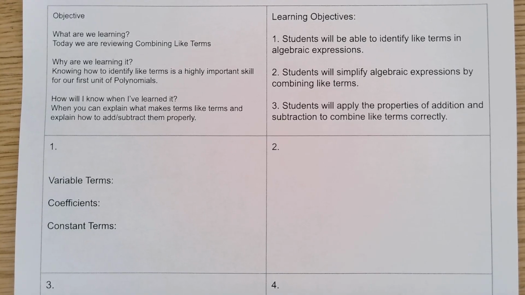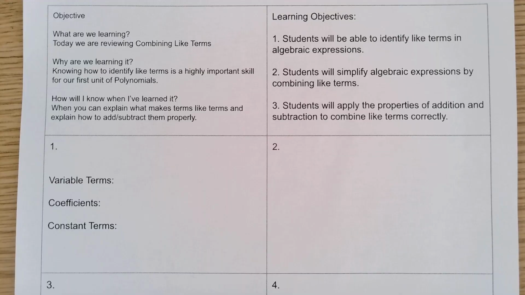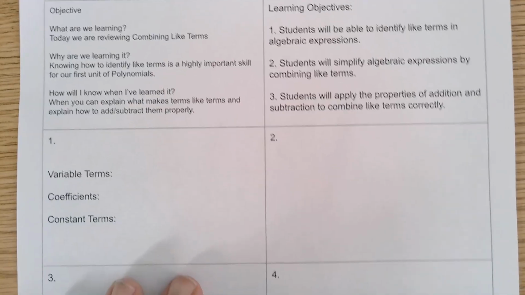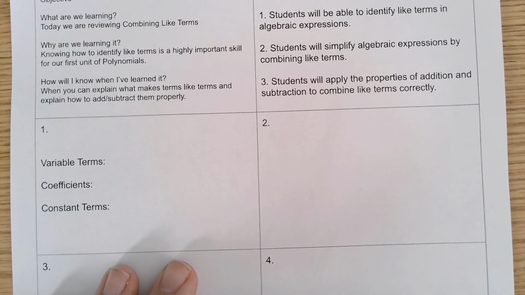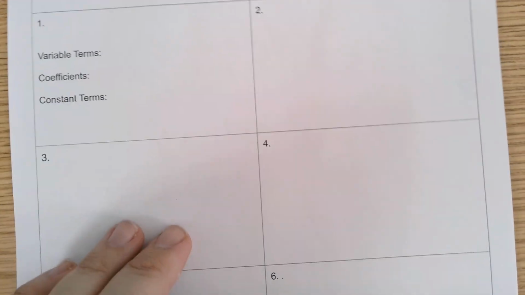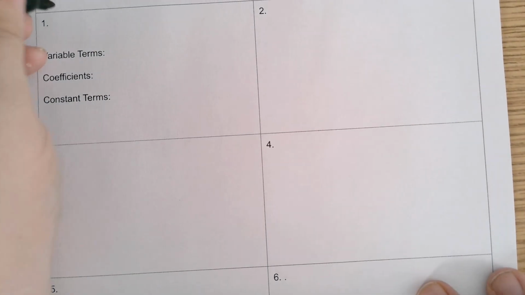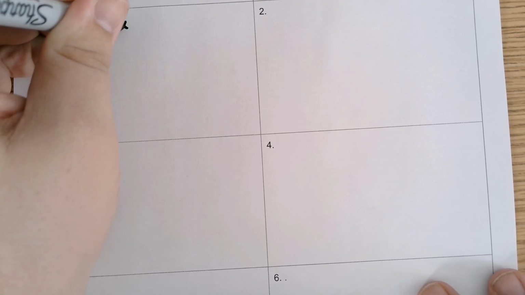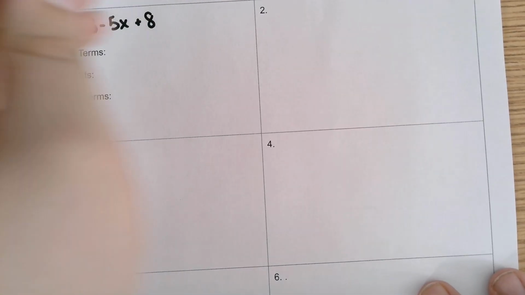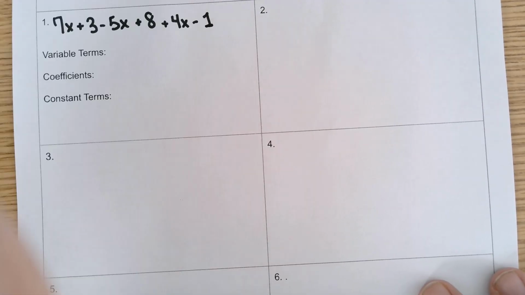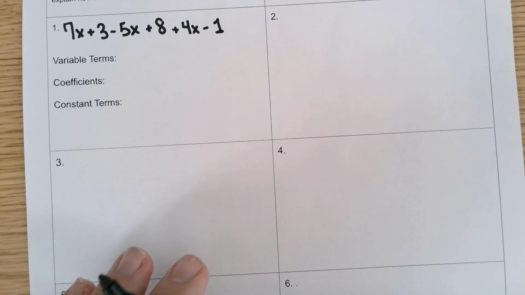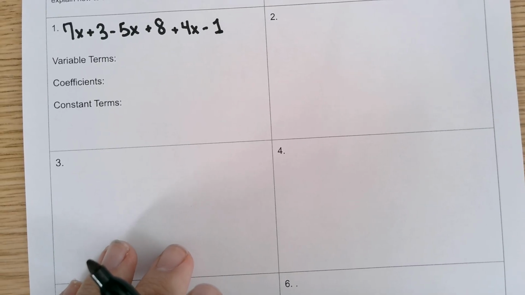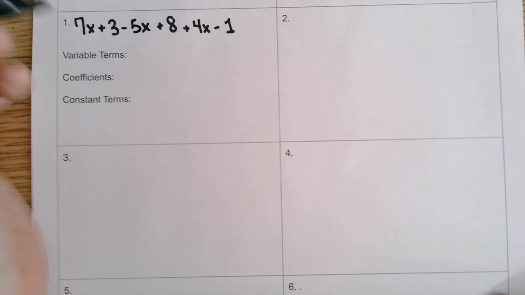So, what are we going to start with? We're going to start in box 1 here with a whole jumbled mess of an expression. 6x plus 3 minus 5x plus 8 plus 4x minus 4. And if you look in this, we'll see there are 3 things to note.